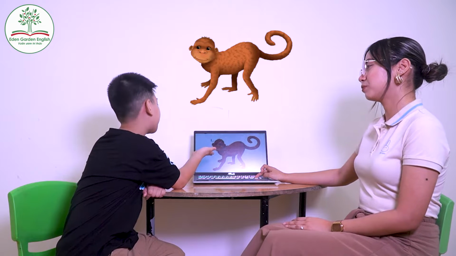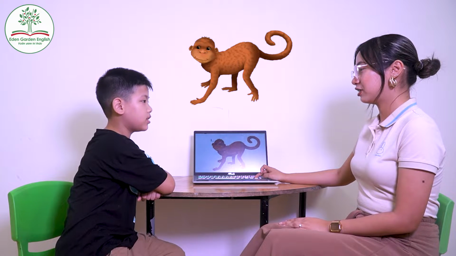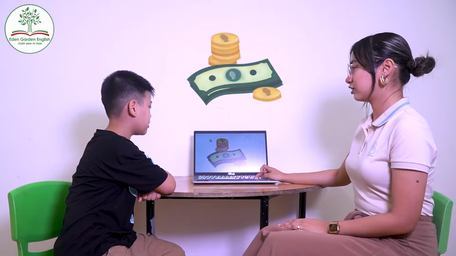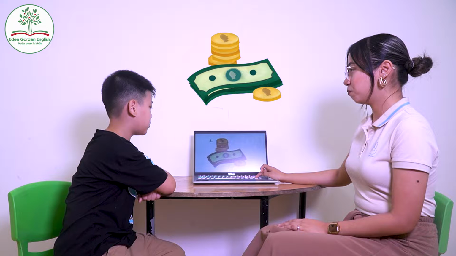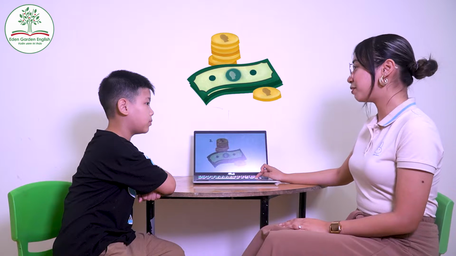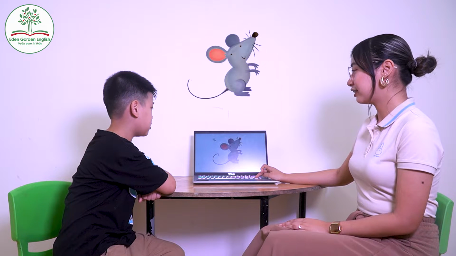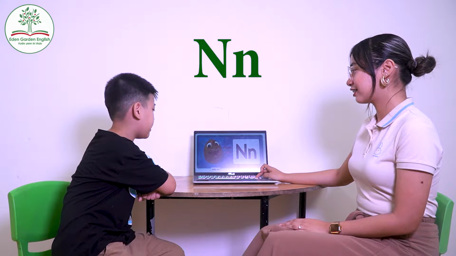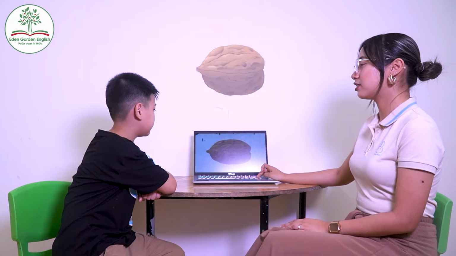What is it? Monkey. Can you say it's a monkey? It's a monkey. Excellent. It's a mouse. Letter N. What is it? Nut. Next one.